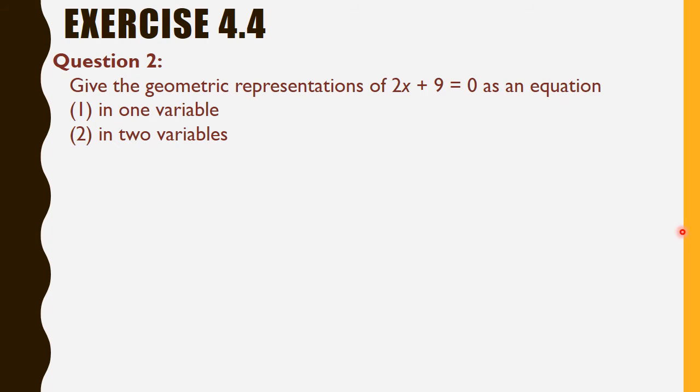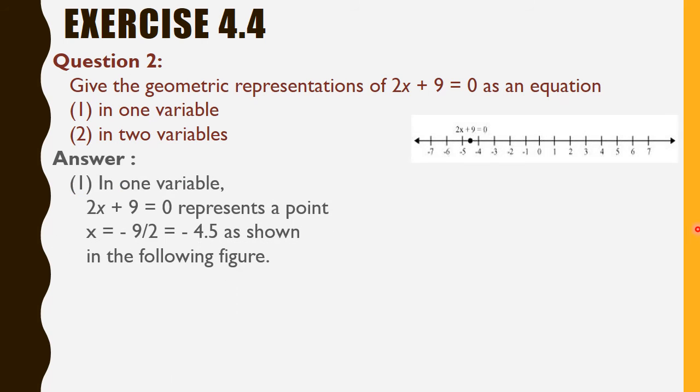The second question of exercise 4.4 says: give the geometric representation of 2x + 9 = 0 as an equation in one variable and also in two variables. In one variable, 2x + 9 = 0 represents a point. We bring this equation in terms of x and move everything else to the right-hand side. So +9 goes to the other side and becomes -9, and 2 comes to the denominator. Ultimately, x equals -9/2, which is equal to -4.5.